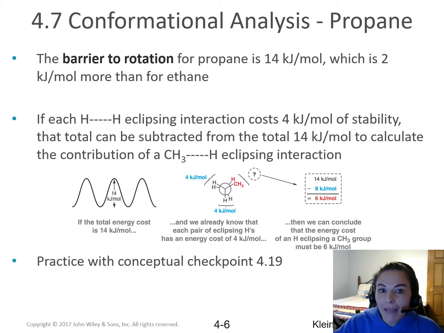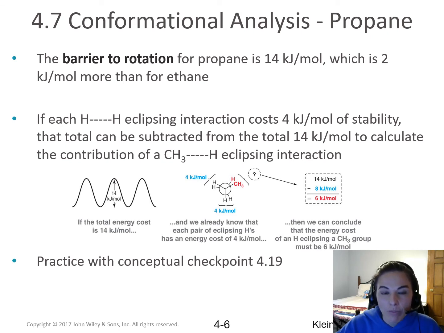So let's do a little math. If each hydrogen-hydrogen eclipsing interaction that we saw with ethane costs us 4 kilojoules per mole of stability, that total can be subtracted from the 14 kilojoules per mole to calculate the contribution of the methyl hydrogen eclipsing interaction.